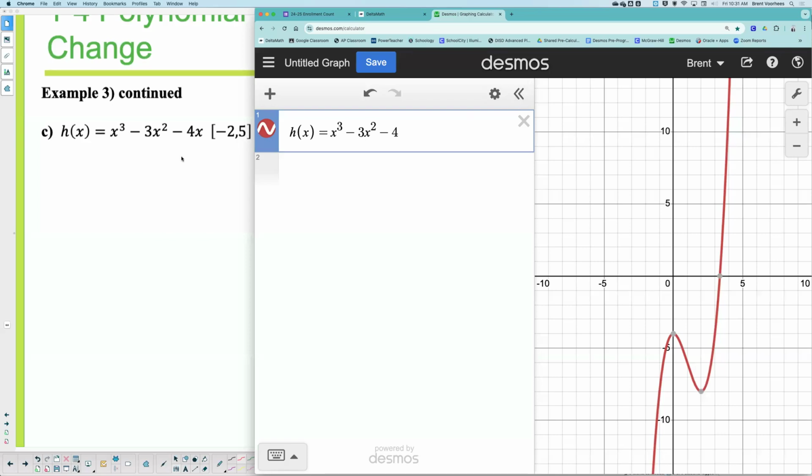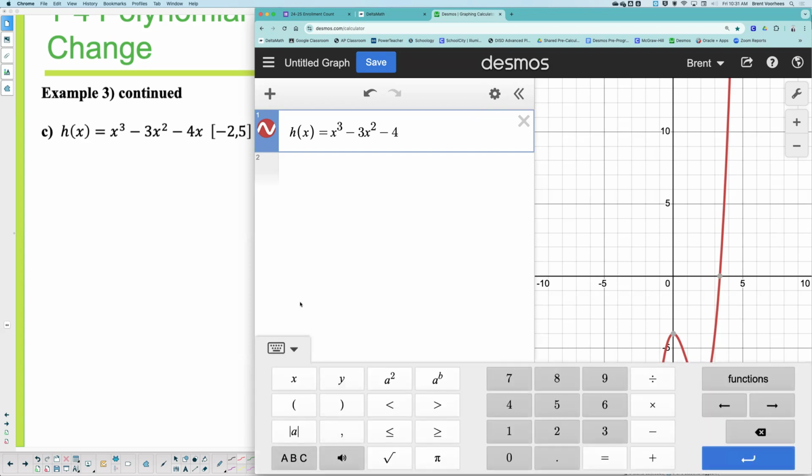Now that we have this equation typed in on Desmos, here's how you do a restriction. Your keyboard's probably automatically up. Mine wasn't on the computer. If you have an iPad or something like that, your keyboard might not actually be up, so open up the Desmos keyboard. Here's how you do a restriction.